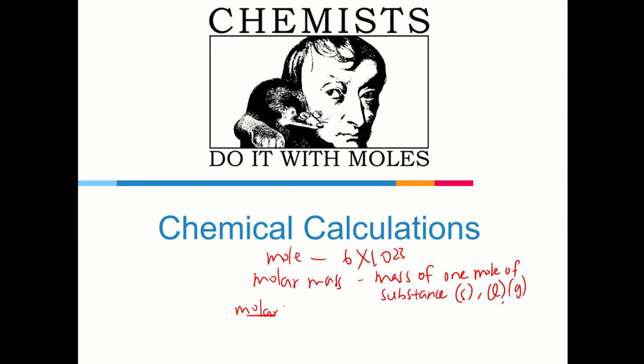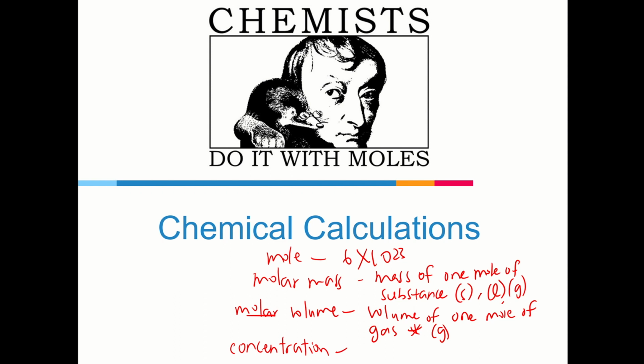Then we took a look at molar volume. Molar volume is the volume of 1 mole of any gas, which means it's only used for gaseous state substances. And then the last one refers to the amount of substance dissolved, which can be the amount of moles per unit volume, which means that this is only applicable for solutions in aqueous state.